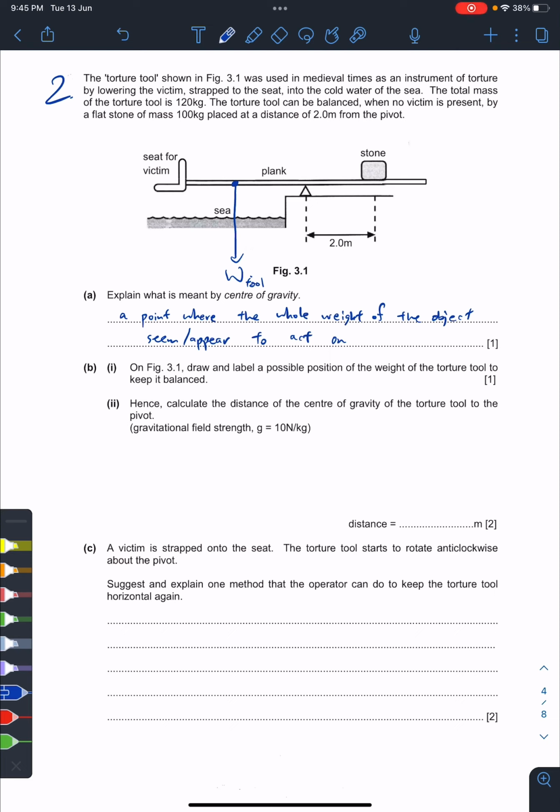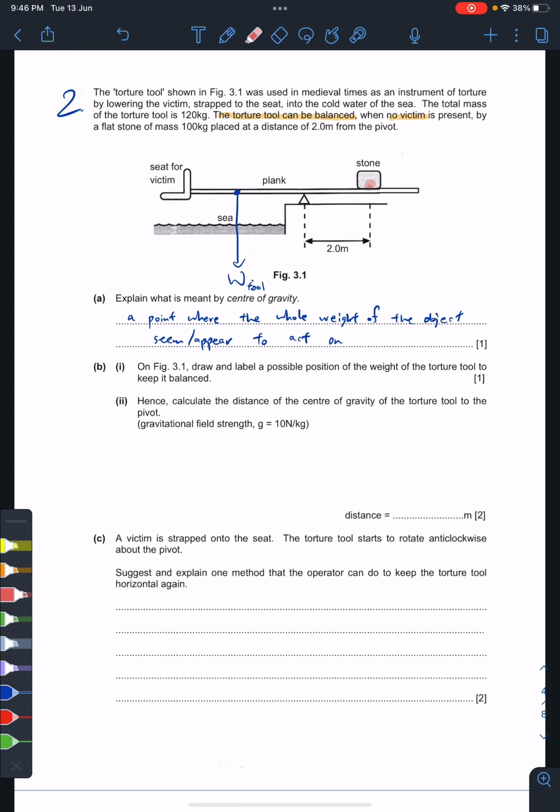Okay, so it says hence calculate the distance of your center of gravity to the pivot. Meaning you need to calculate. So you see, there is a word here that I think is important. The tool can be balanced when there is no victim. No victim, nobody. So when there's nobody, essentially the forces are your weight of the stone and the weight of the tool, because there's nobody sitting on it. Read carefully, don't panic.